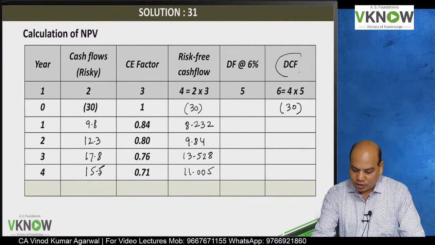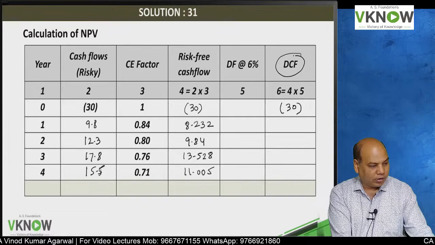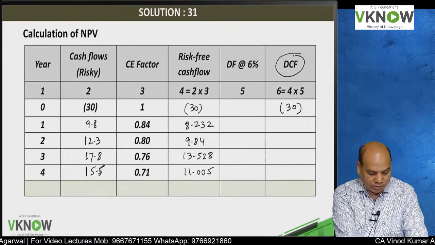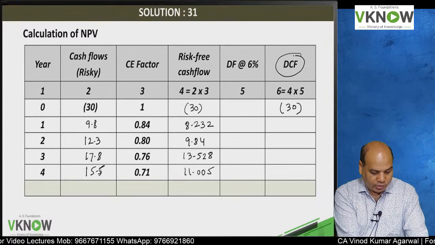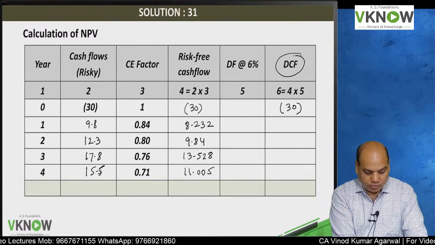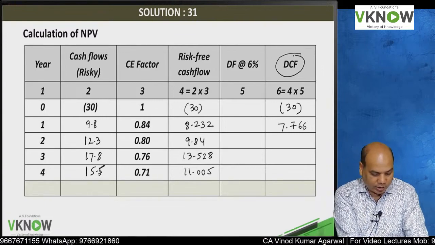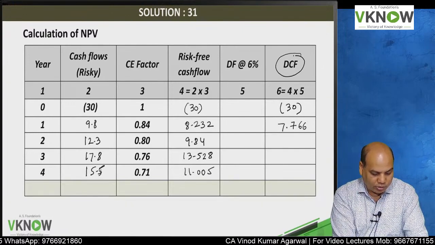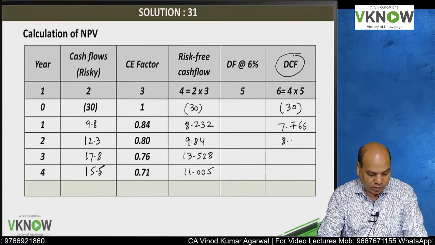Now I'll go directly to the last column and I'll calculate the present value directly. How do I do it? Very good, Sajid. I will take 8.232 divide by 1.06 equal to memory plus, so something like 7.766. Then I will type 9.84 divided by 1.06 2 times equal to memory plus, 8.758.